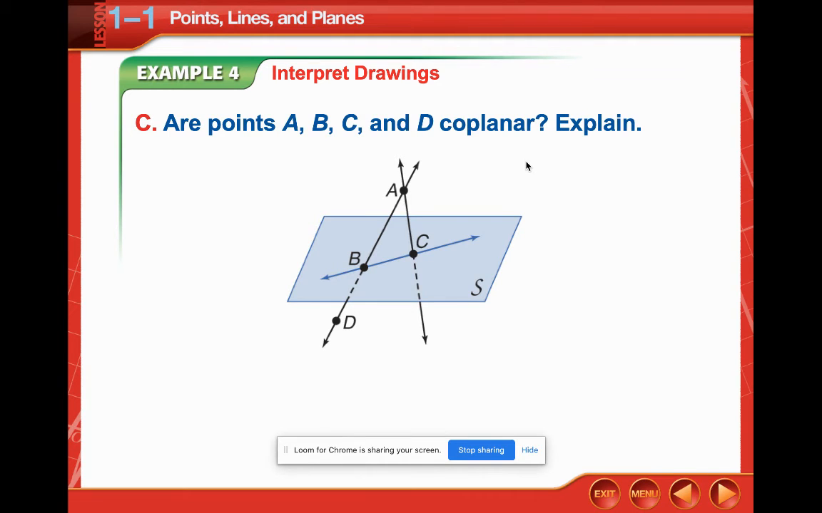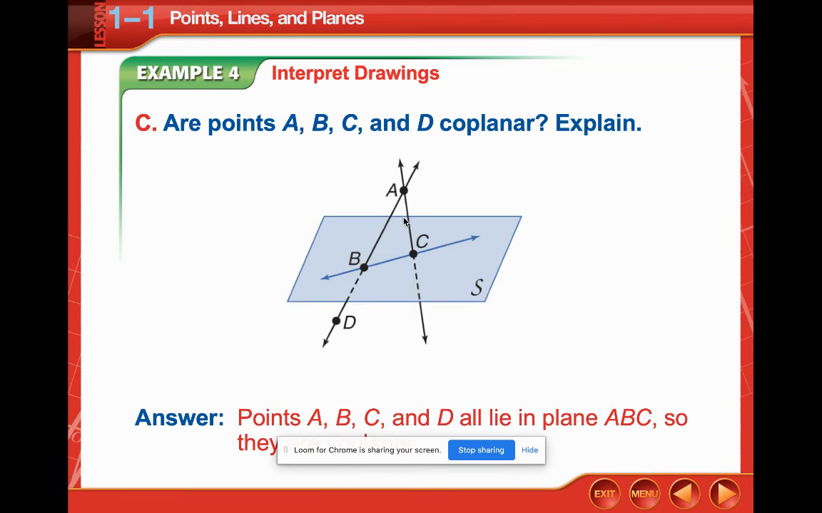But they are coplanar. Coplanar is the same thing as collinear, except instead of things being on the same line, they're on the same plane. So coplanar, are they on the same plane? And the answer is yes, they are. They're on plane ABC, right here. So therefore, they are on the same plane. They are coplanar.